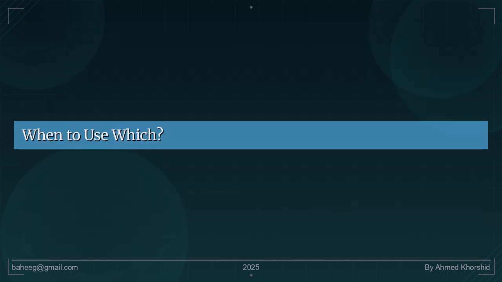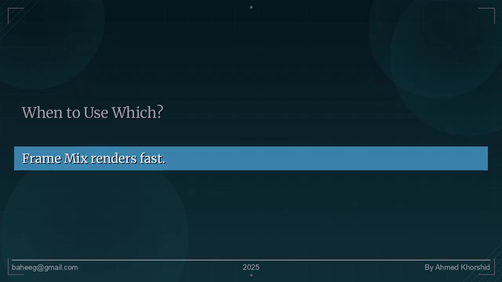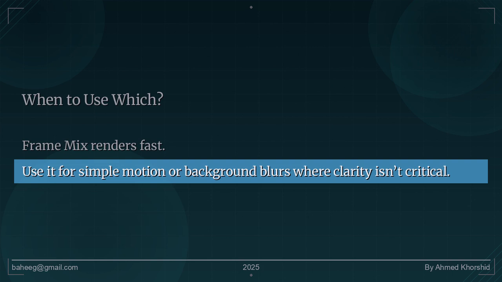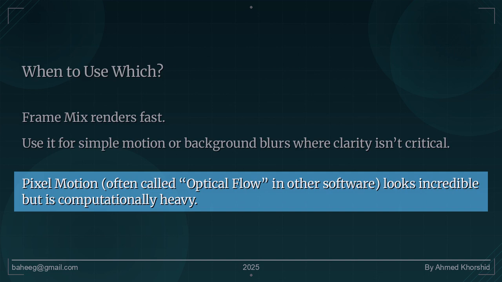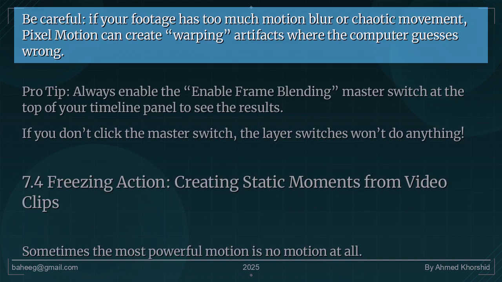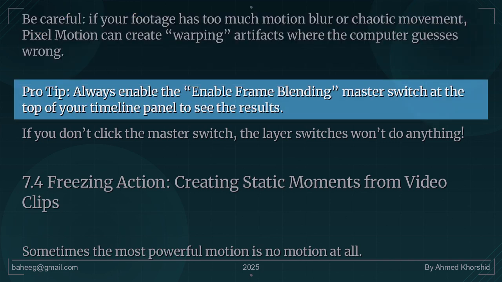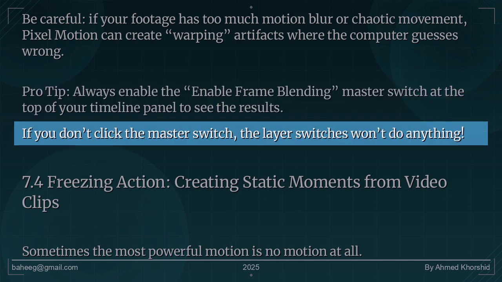When to use which? Frame mix renders fast. Use it for simple motion or background blurs where clarity isn't critical. Pixel motion, often called optical flow in other software, looks incredible but is computationally heavy. Be careful: if your footage has too much motion blur or chaotic movement, pixel motion can create warping artifacts where the computer guesses wrong. Pro tip: always enable the Enable Frame Blending master switch at the top of your timeline panel to see the results. If you don't click the master switch, the layer switches won't do anything.